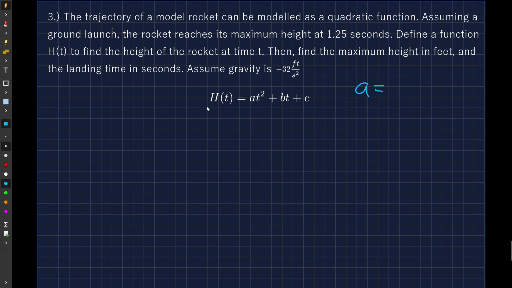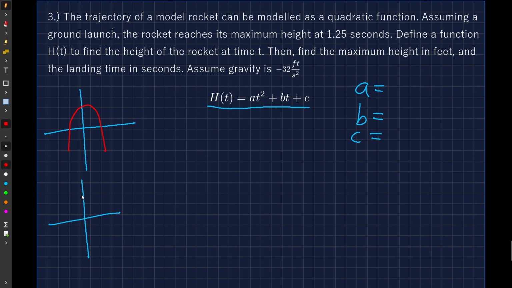So we know that this is a general form of a quadratic function, and these are our 3 coefficients. Now, regarding quadratic functions, they can either look one of 2 ways. They can either open down, or they could open up, to give you a visual example.